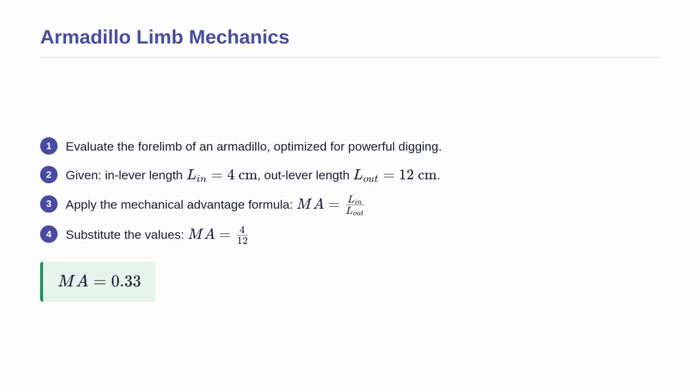Notice that this value is more than 3 times higher than that of the cheetah. Physically, this means the armadillo's appendicular skeleton sacrifices speed to generate immense output force at the claws. This high mechanical advantage perfectly adapts the animal for tearing through hard, compacted soil.